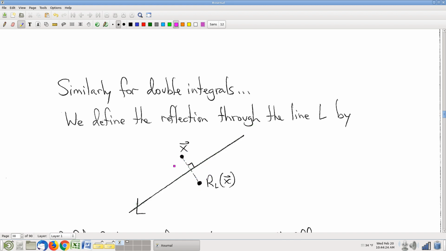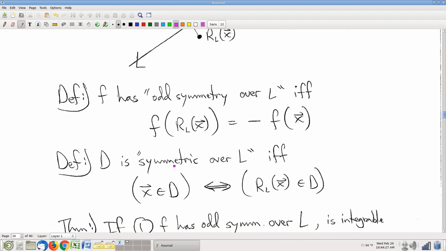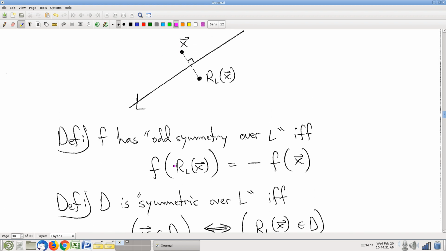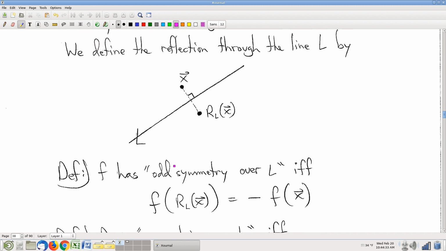Okay, with this idea of a reflection, I can define the two notions that I need. What does it mean for a function to have odd symmetry? Odd symmetry would mean that if I compare the value of the function at x to the value of the function at its reflection, I need for those values to be negatives of each other. That's what we mean by odd symmetry. That's just a multivariable analog of the idea we talked about on the previous page.